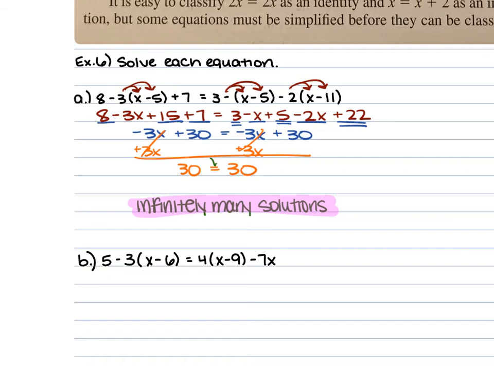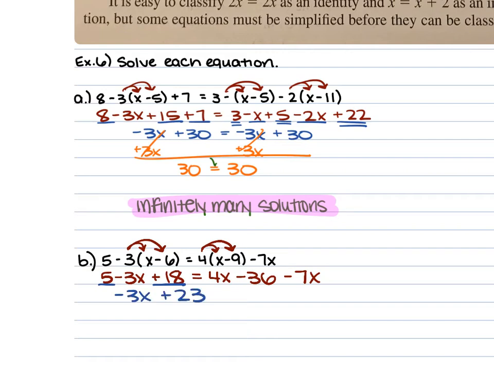For B, we have 5 minus 3 times x minus 6 is equal to 4 times x minus 9 minus 7x. So I'm going to distribute the negative 3 as well as the 4. So this is 5 minus 3x plus 18 is equal to 4x minus 36 minus 7x. The 5 and the 18 can simplify by combining. We get negative 3x plus 23.